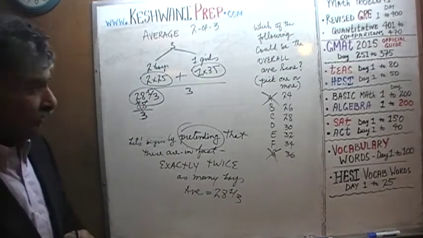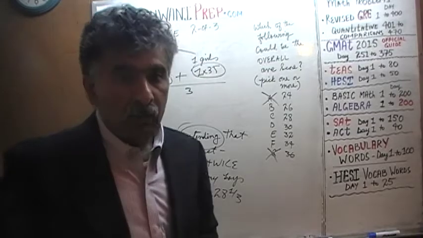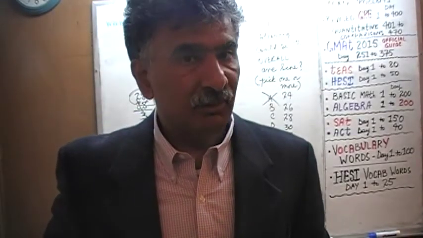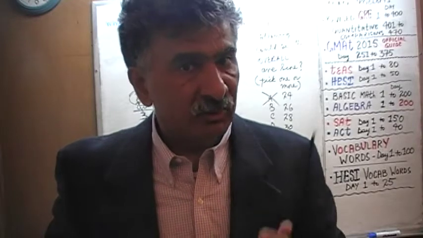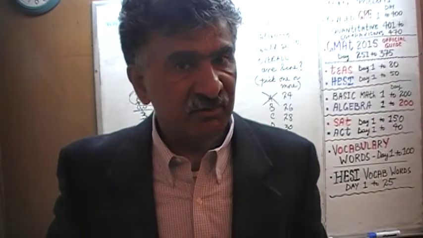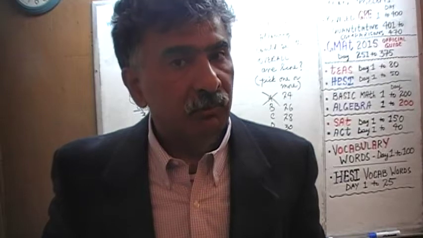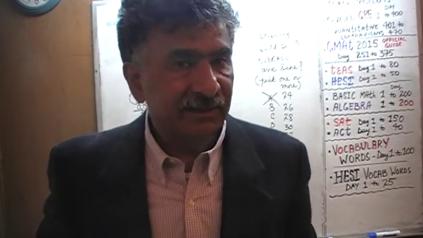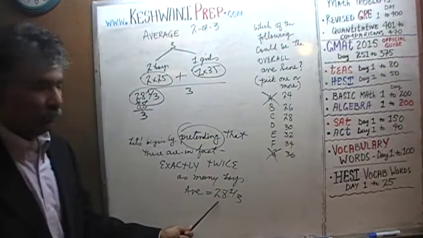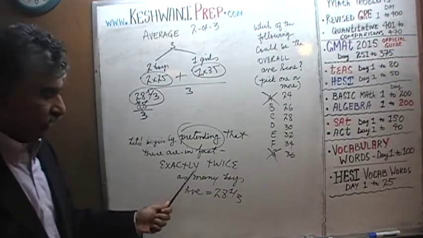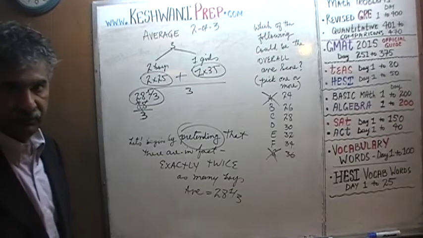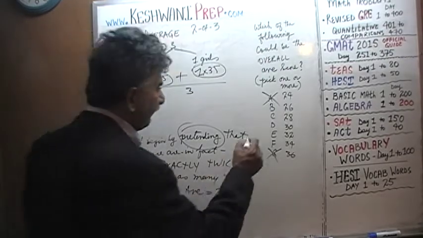Okay? But we know that there are more than twice as many boys. So even if there is only one more boy than exactly twice as many, the overall average is going to be pulled down, and the overall average is going to be less than 28 and 1/3. Because there are more than twice as many boys, the overall average has to be below 28 and 1/3. Which means this answer is wrong.